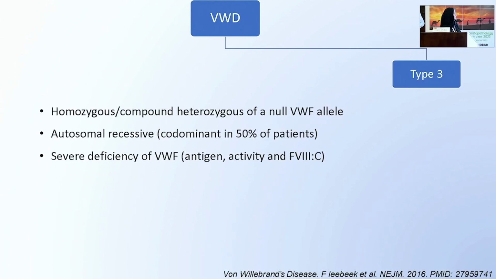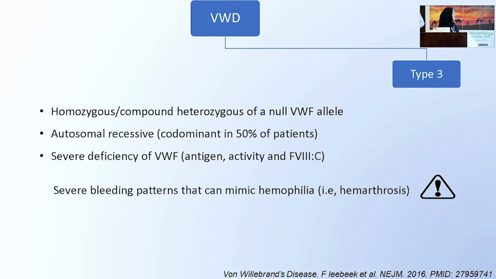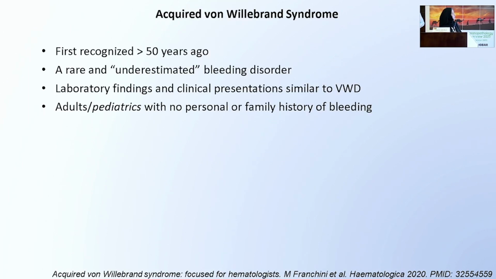Now, finally, type 3 is homozygous or compound heterozygous for a null VWF allele. Usually, it's an autosomal recessive disease and causes severe deficiency or virtual loss of the protein. Patients present with severe bleeding patterns that can mimic hemophilia, again with significantly reduced factor VIII. So that was the congenital von Willebrand.